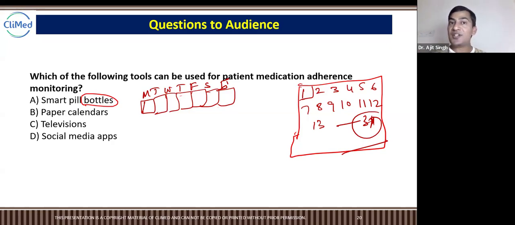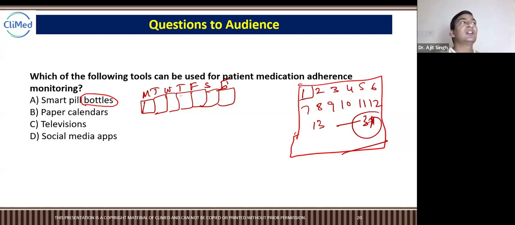What you are talking about could be a digital bottle. Okay. What you are talking about could be a digital bottle, maybe. Okay. Yeah. So definitely television, you cannot announce on the television for taking a drug. You cannot tell the patient on television to take the drug. Not at all. You cannot even post on social media to a patient to take the drug. Maybe patient is not opening the social media on the same day or maybe every day or every time. Right. So not at all.